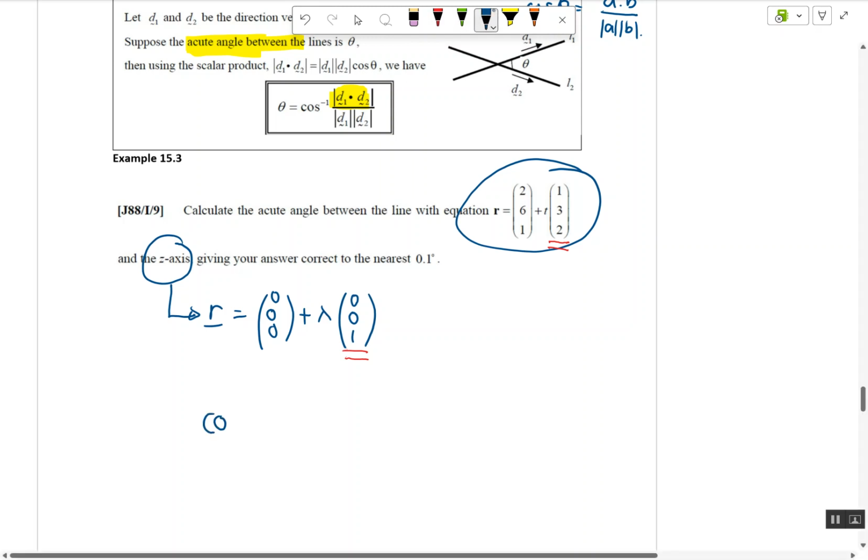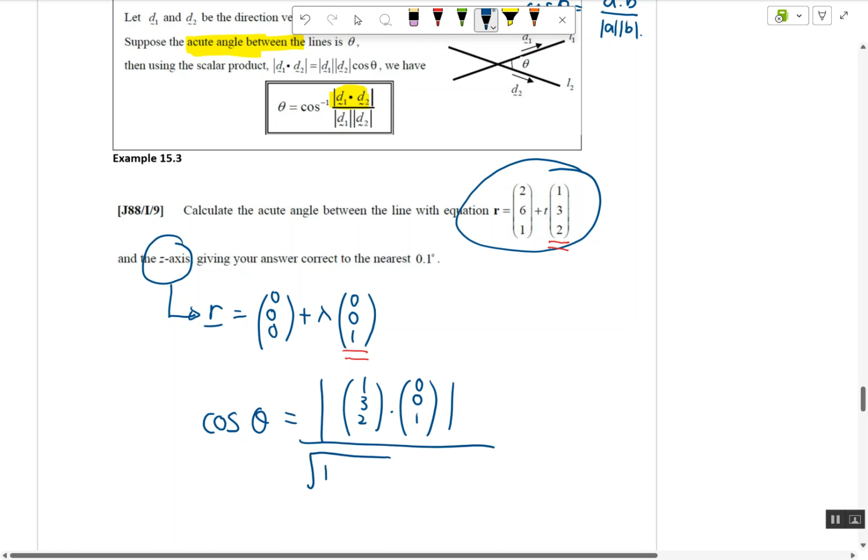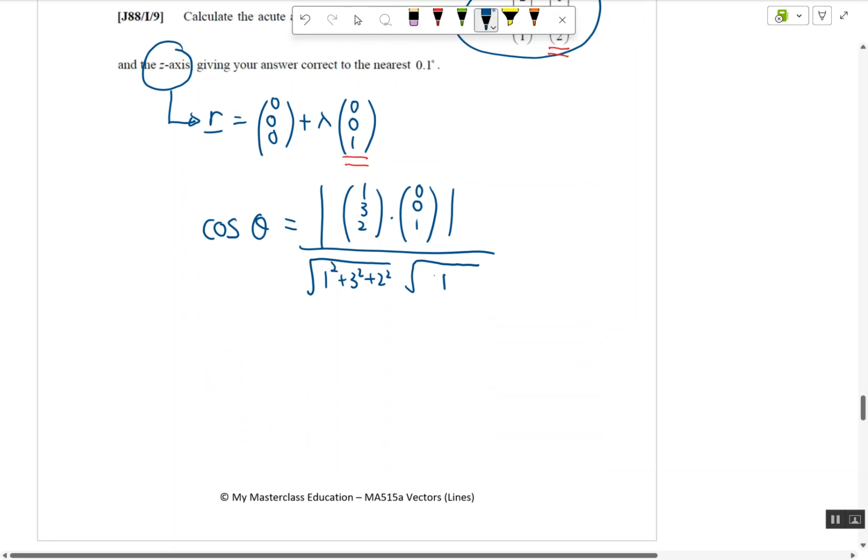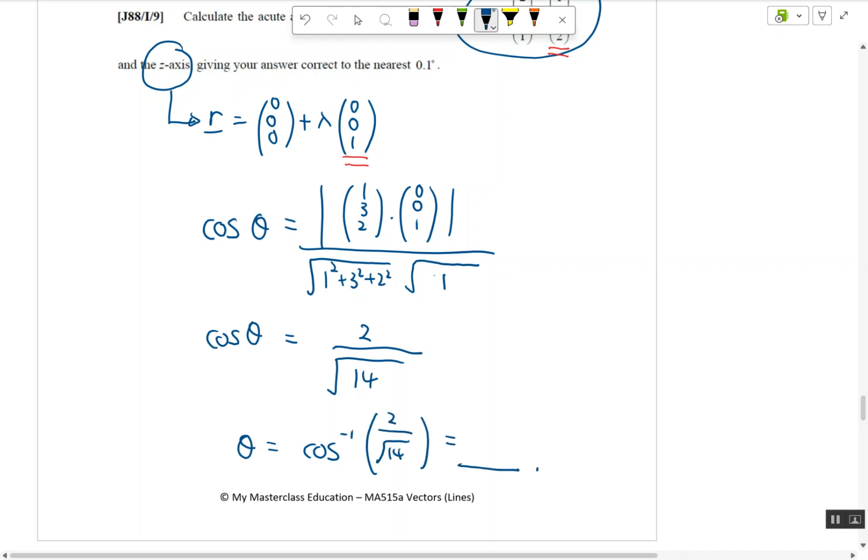All you need to do is take the direction vector 1, 3, 2, dot 0, 0, 1, with a modulus over the magnitude of 1 squared plus 3 squared plus 2 squared. The magnitude of the other vector will always be 1, because it's just 1 squared. Dotting the numerator gives 2 over square root of 14. So cosine theta is equal to this. To find the angle, you just need to find cosine inverse of 2 over square root 14, and you will get the answer.